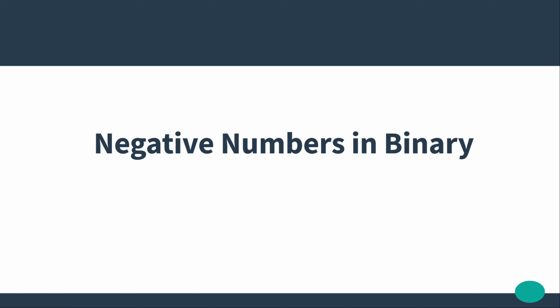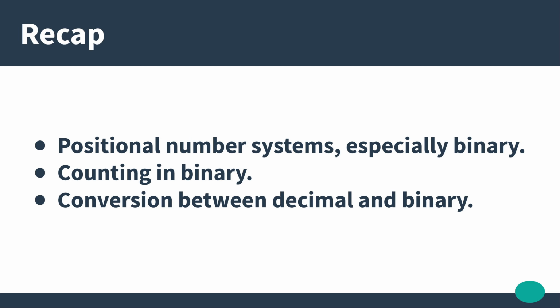In this video, we'll look at the concept of negative numbers in binary. In previous videos, we've looked at the concept of positional number systems in general and focused on binary. We've counted a bit in binary to get a feel for how the digits tick over, and we've converted numbers back and forth between the binary representation and decimal, which we are more familiar with.